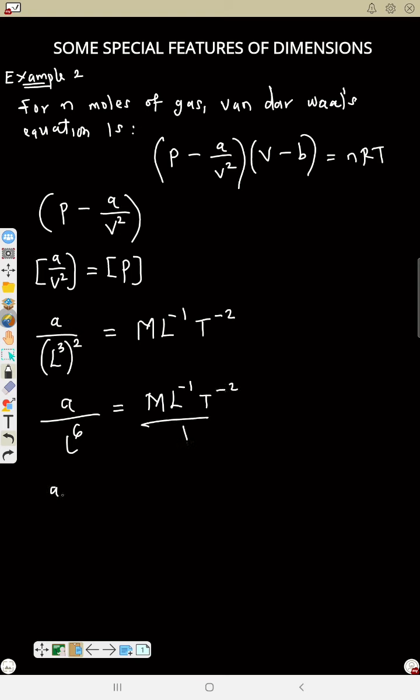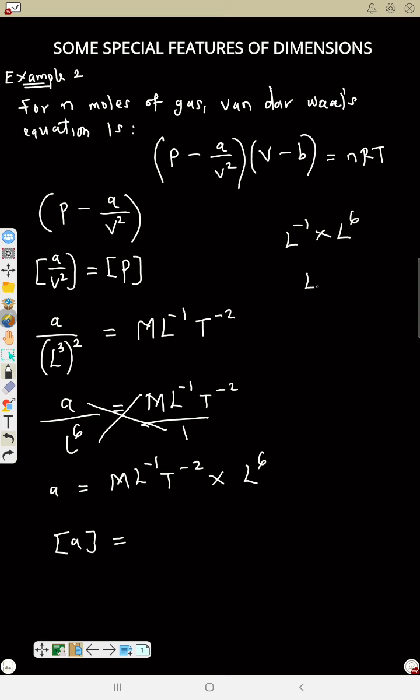This is over 1. So A is cross multiply. That is M L raised to power minus 1, T raised to power minus 2 times L raised to power 6. So now the dimension of A will be equal to L raised to power minus 1 times L raised to power 6. By the law of indices, minus 1 plus 6 gives L raised to power 5. So we have M L raised to power 5, T raised to power minus 2. That means the dimension of A is M L^5 T^-2.